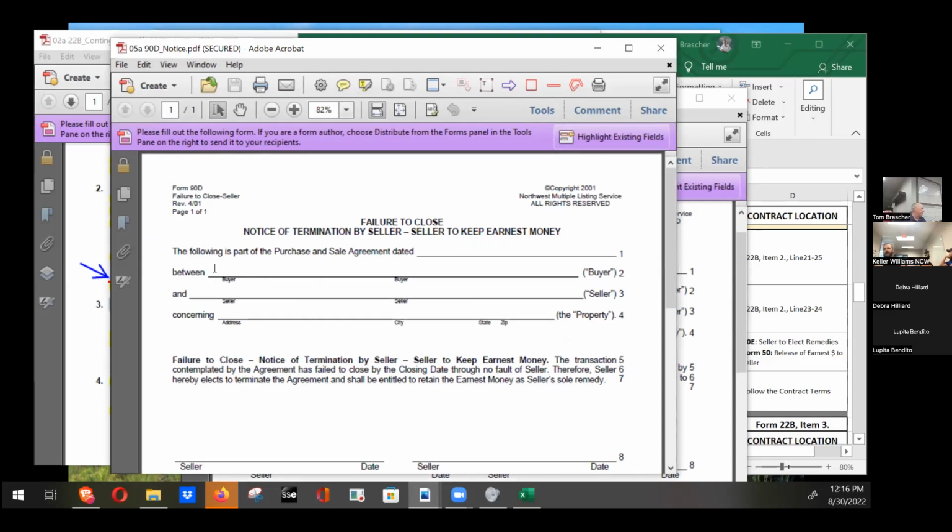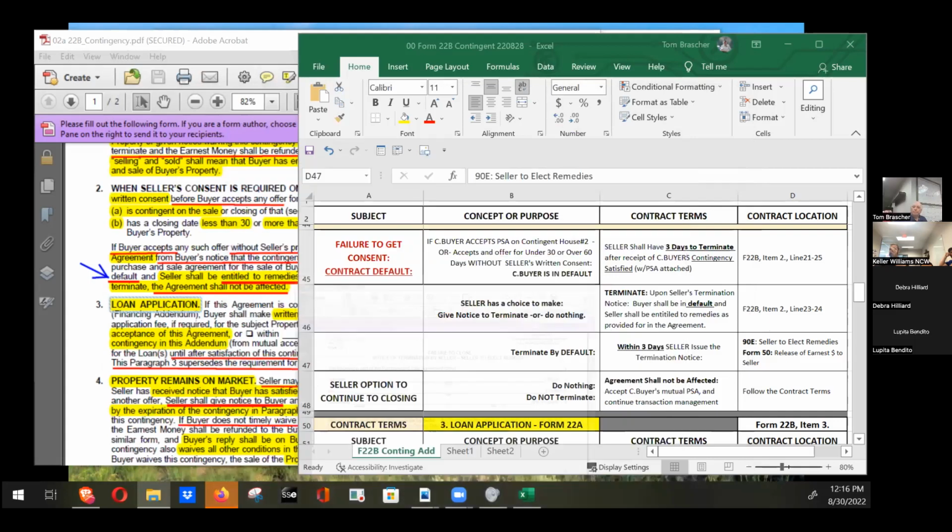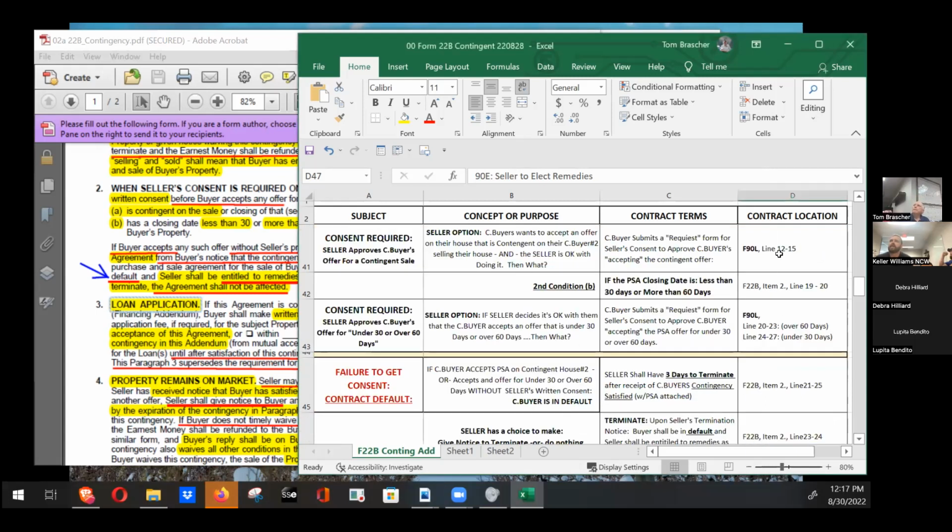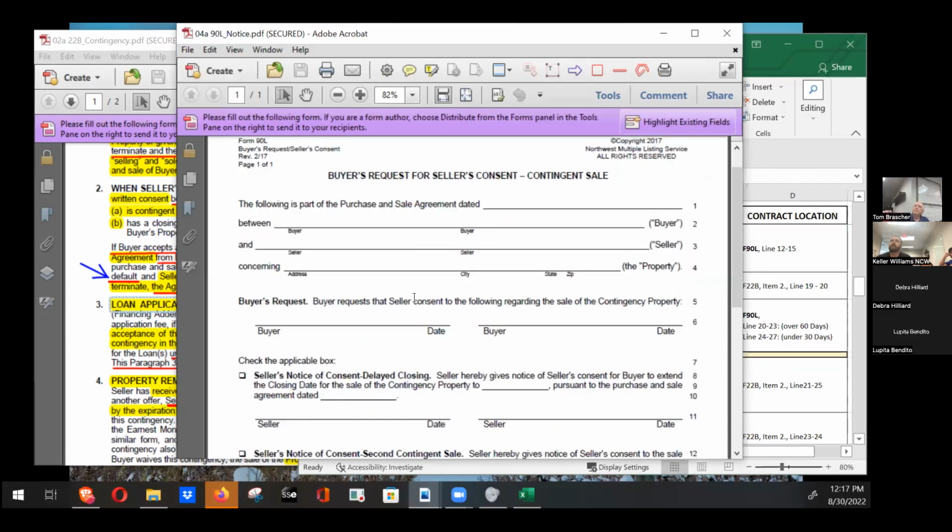But I think Sarah's question, and I think we saw it on there, is that 90L is the one the seller would use to give them permission to move forward with the contract if it was under 30 days, over 60, or contingent, right? 90L, line 12 and 15. So here's 90L, and this is the seller's consent form.